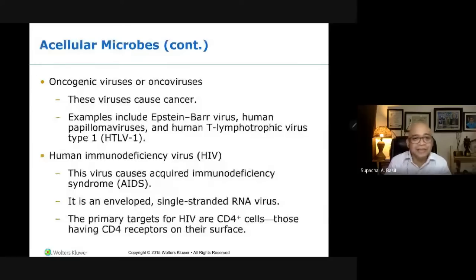Okay. So another terminology that you need to remember, oncogenic viruses or oncoviruses. When you say oncogenic viruses or oncoviruses, it means that these viruses are capable of causing cancer. Okay, so I have included here the Epstein-Barr virus.